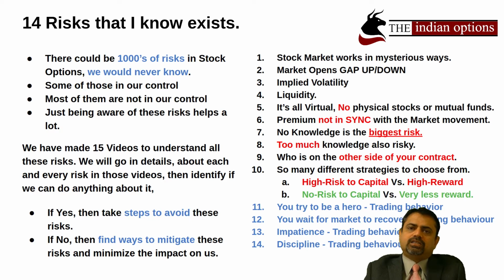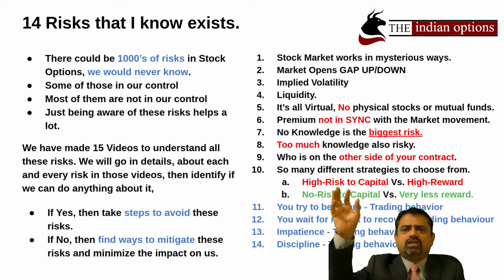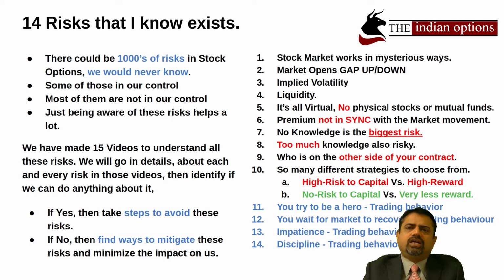Second risk is that the market opens gap up or gap down. It happens all the time. If today the market has closed at 12,000, tomorrow it will almost never open at 12,000. It will open maybe 5-10 points up, or 50 points up, or 5-10 points down, or 50 points down. I've seen the market open maybe 100 points up or down in my trading career, so just be aware of this.